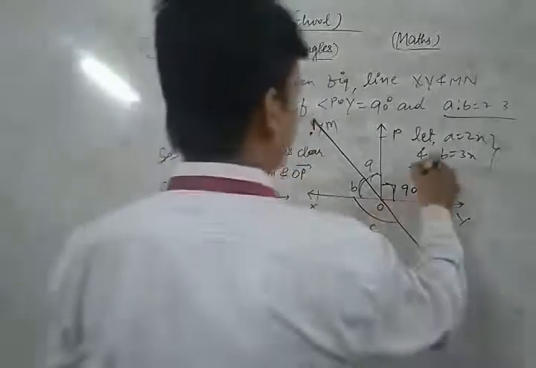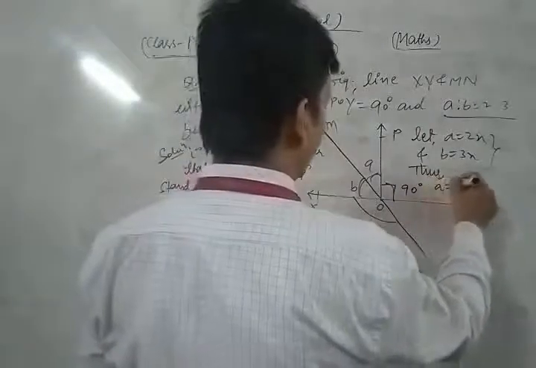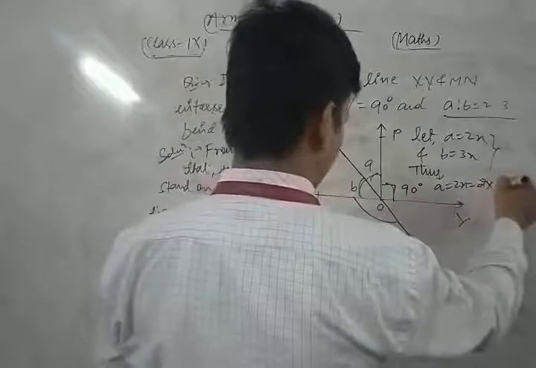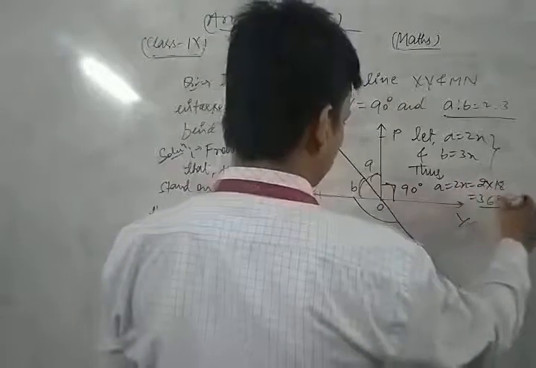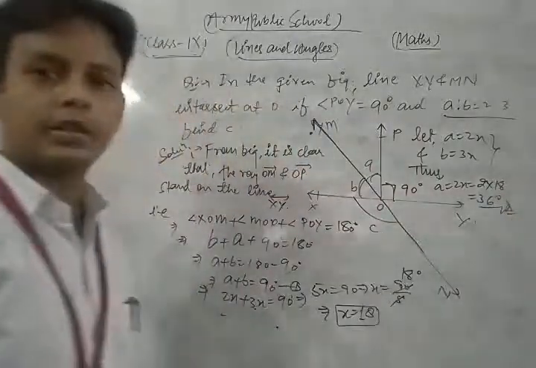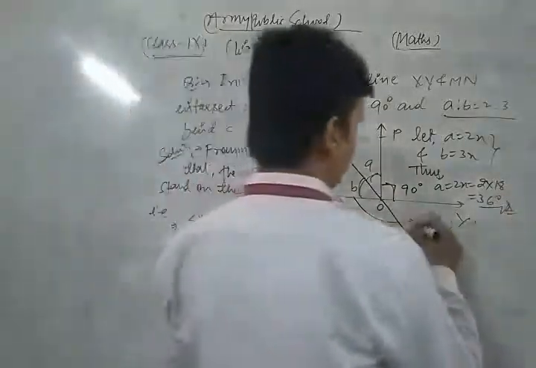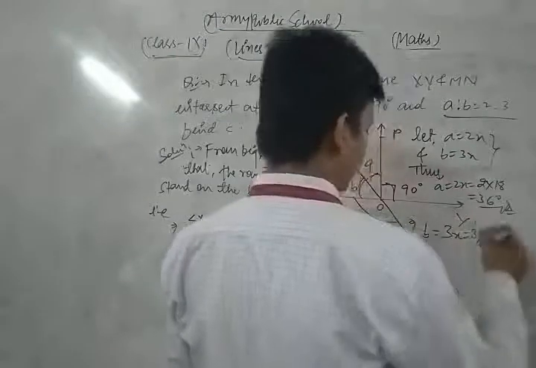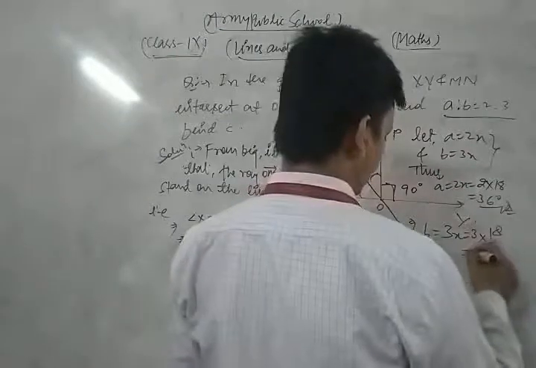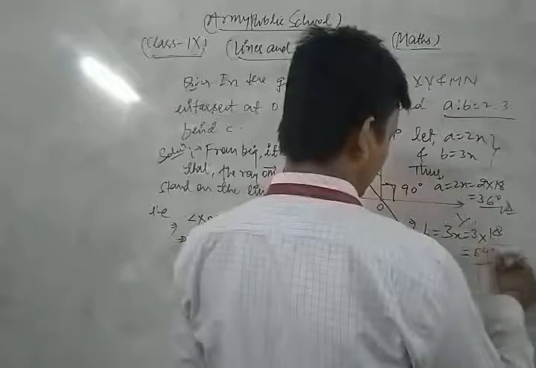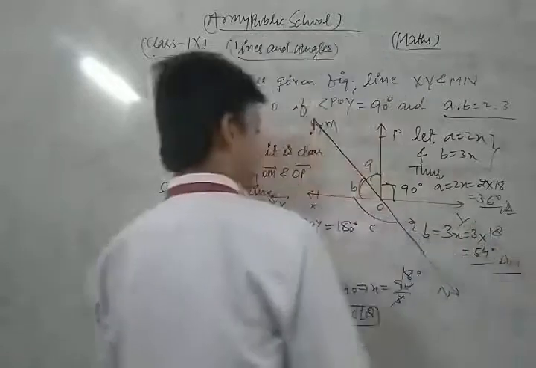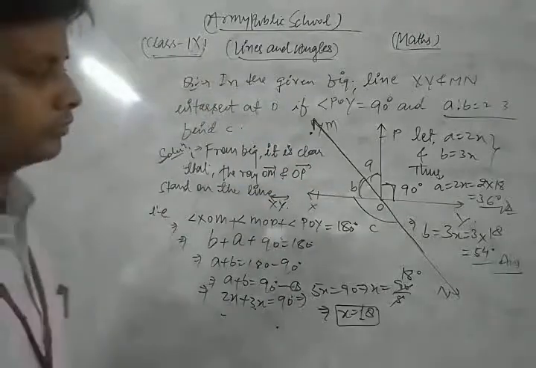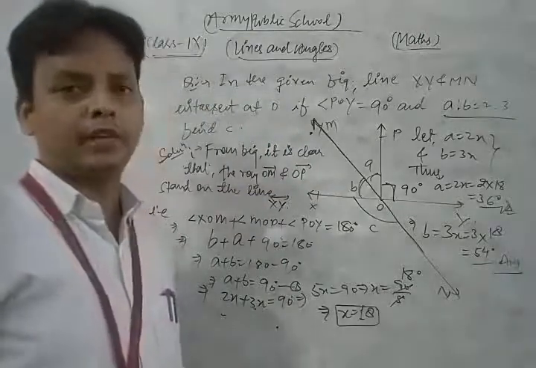Thus the value of A is 2x, means 2 into 18. This is 36 degrees. One answer, this is the first one, 36 degrees. And the second one, B is equal to 3x, 3 into 18. This is 54 degrees. Okay. In this way, we get the value of A and B.